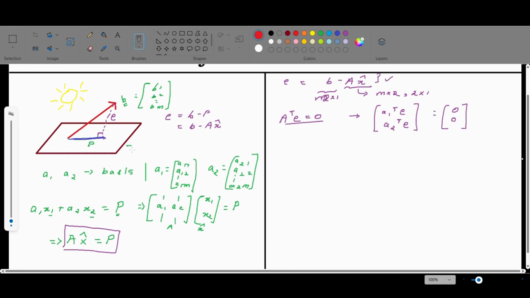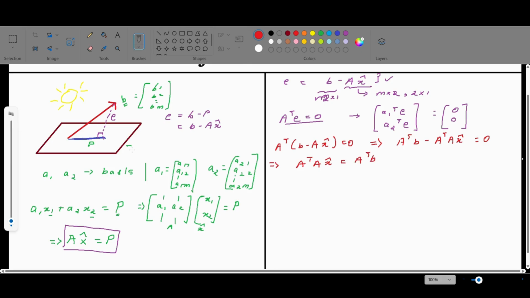Now, taking A transpose E is equal to 0, we can rewrite it in this way by substituting the earlier value we found for E, that A transpose times B minus AX cap is equal to 0, right? Therefore, A transpose B minus A transpose AX cap is equal to 0. And therefore, A transpose A X cap is equal to A transpose B. Very similar to what we had seen last time.